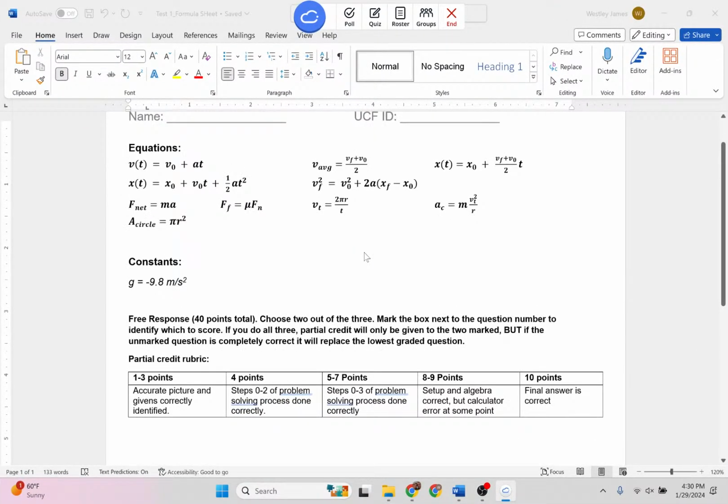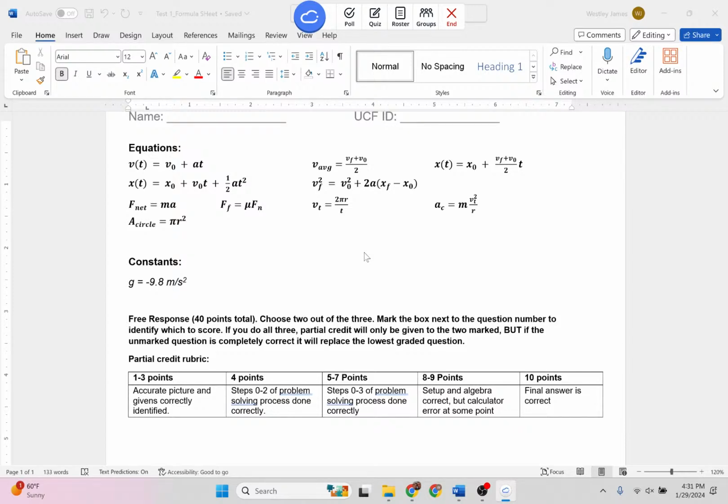Here's the formula sheet. It's very small. There's actually not that many equations that we're going to be using on this test one. Here they are. It's the kinematics equations, and then a little bit of stuff with force, and then a little bit of stuff with circular motion, and there's a gravitational constant, right? Gravitational. Here is the acceleration due to gravity. Gravitational constant is actually a different thing. It's really not that much.